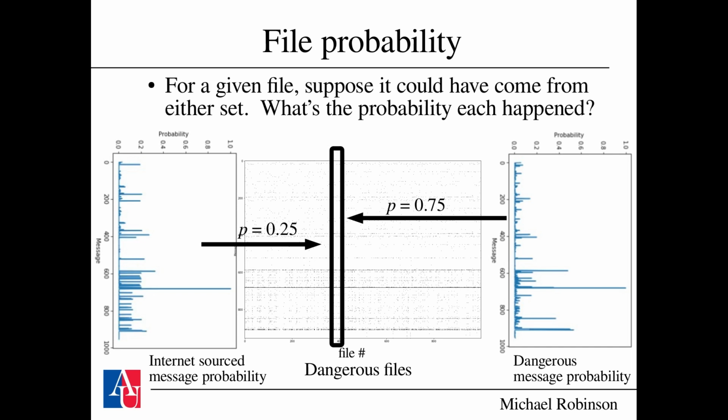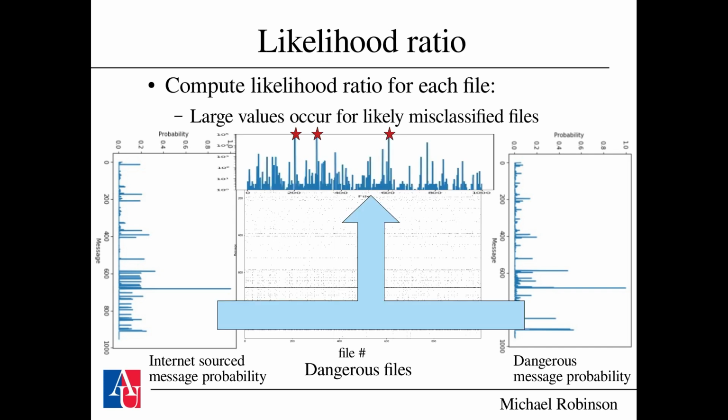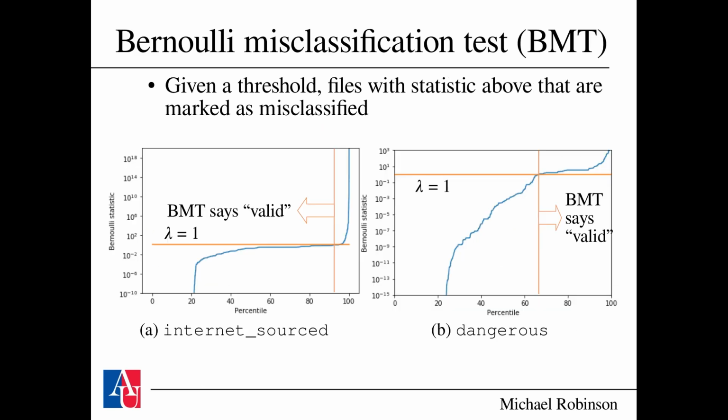This is where the independence and the Booleanness assumptions come in. You say, what's the probability that a particular file came from one dataset or the other? And then you ask what the ratio of these probabilities are. If the ratio is high, it means that the file definitely wants to be in one set or the other, in particular wants to be in the other set. So the large values occur for likely misclassified files.